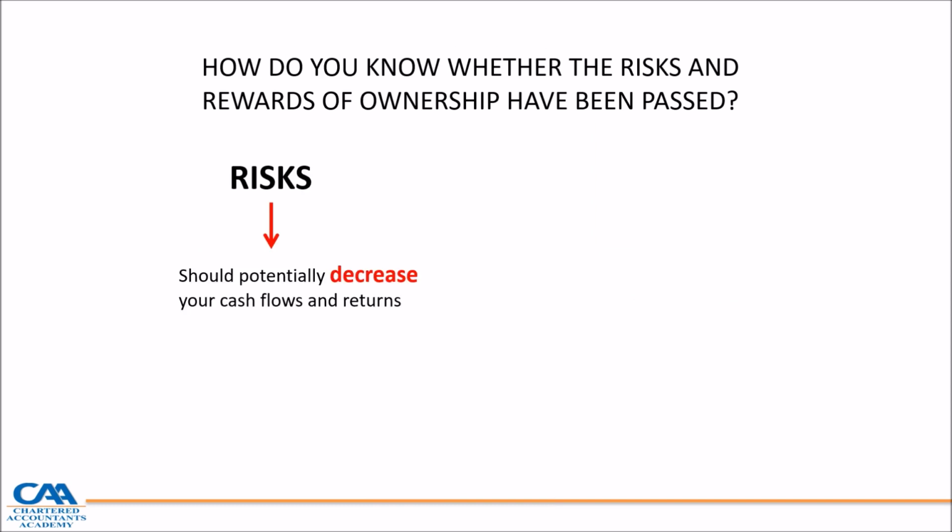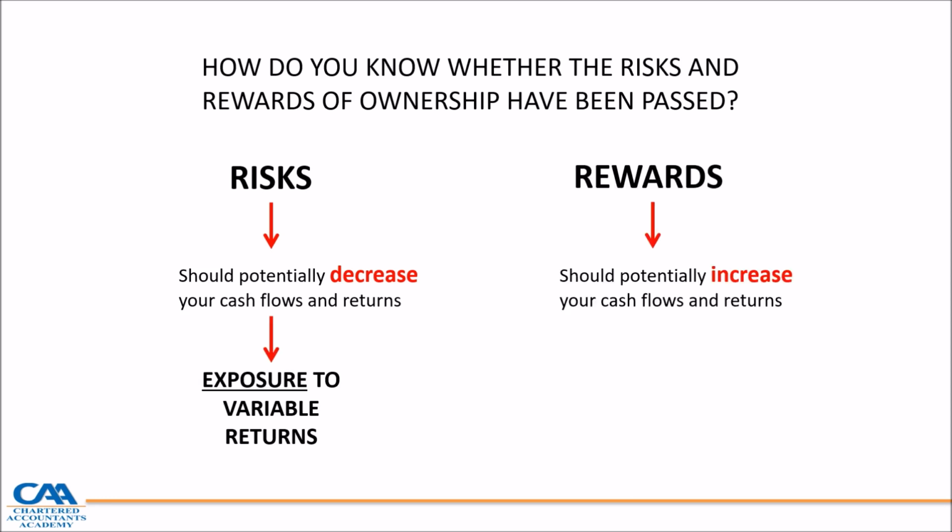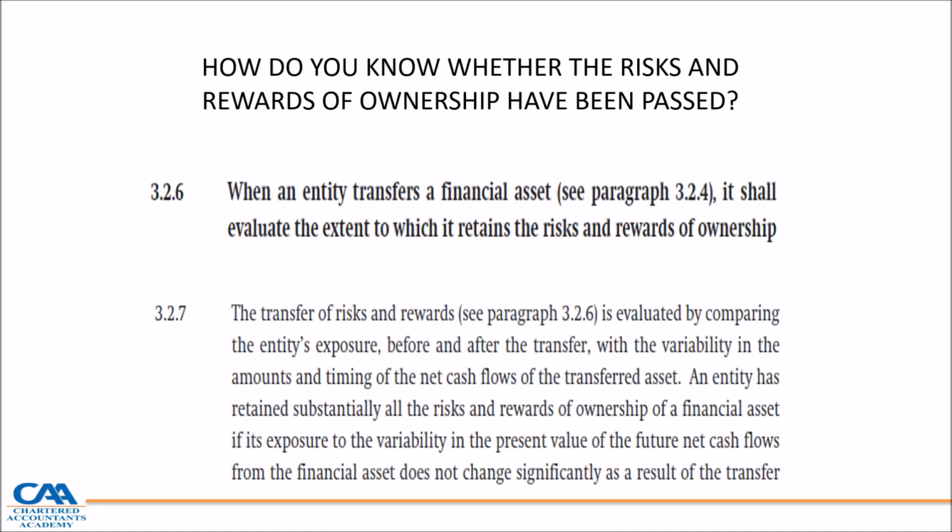Okay, so with risks, you're saying maybe there's something that could potentially decrease your cash flows and returns. You're exposed to variable returns. And then rewards, you're saying something that will probably increase your cash flows, and you have rights to variable returns.